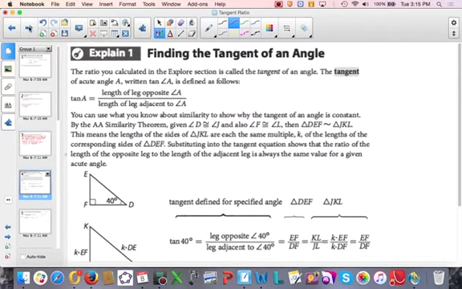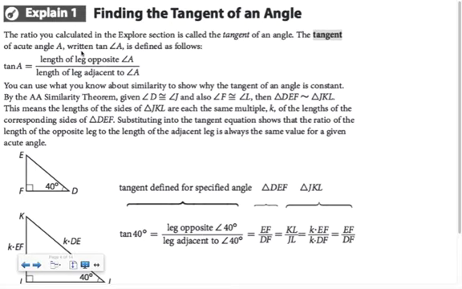So that ratio that we calculated, it's called the tangent ratio. And so the definition of tangent is given to you there. It's the ratio of the length of the leg opposite angle A to the length of the leg adjacent to angle A. And so here we're talking about how all of those triangles were similar. And they're similar by angle.